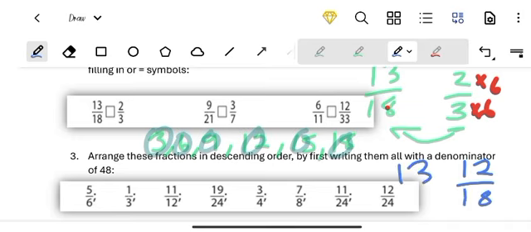So this side we have 13 over 18. Now we are checking which one is greater between the two. We can see that 13 over 18 is greater than 12 over 18, so the sign we're going to use here is that one. I hope this is making sense.